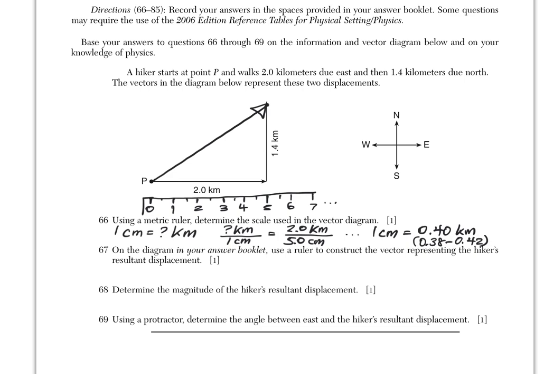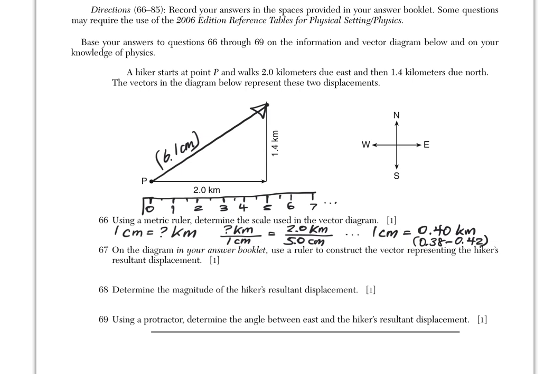You can do that with a ruler, now that we have a scaled vector diagram. If I measure that with a ruler, in centimeters, I measure about 6.1 centimeters, and using the scale of 1 centimeter is 0.4 kilometers, I get 2.44 kilometers for the resultant displacement.